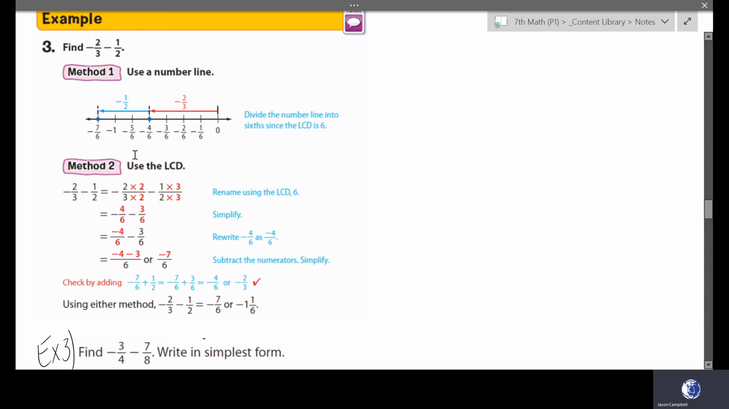They could have used the least common denominator. That is the other method. So you convert negative 2/3 to negative 4 over 6, and 1/2 to 3/6. So now you have negative 4 over 6 subtract 3 over 6. Negative 4 subtract 3 is negative 7, and the denominator stays the same. So either way, you're going to get negative 7 over 6. Negative 7 over 6 is also the same as negative 1 1/6. So both of these answers are acceptable.